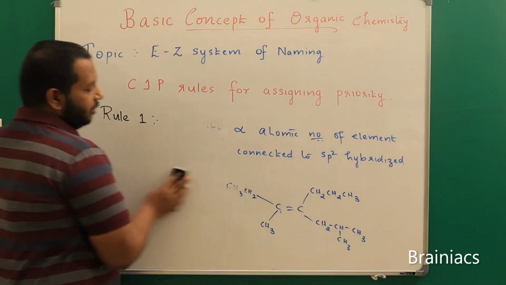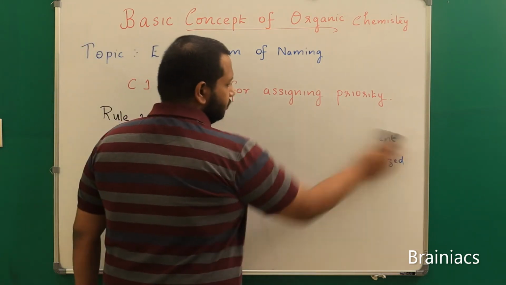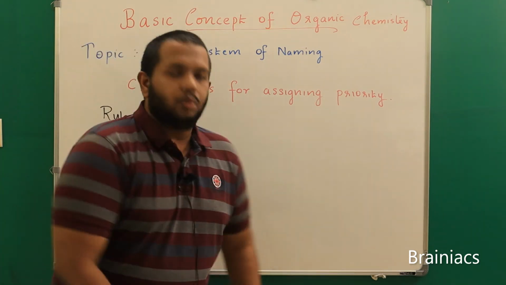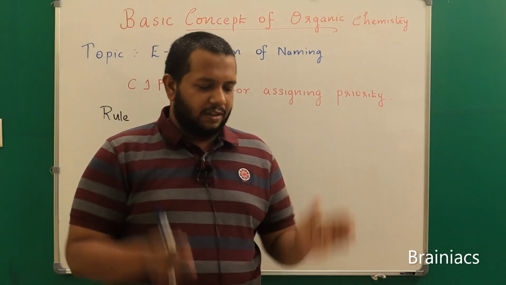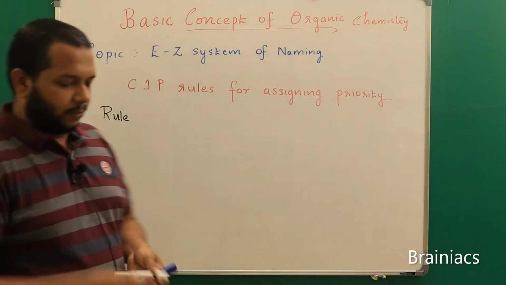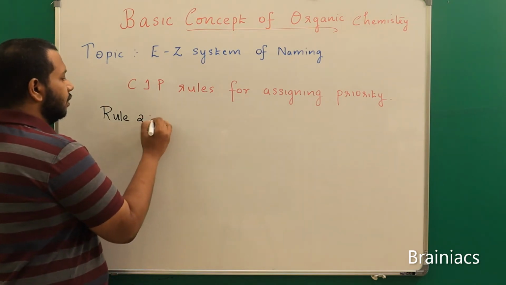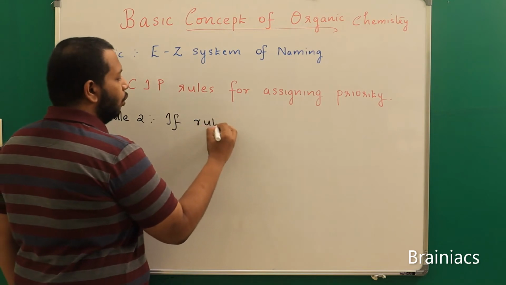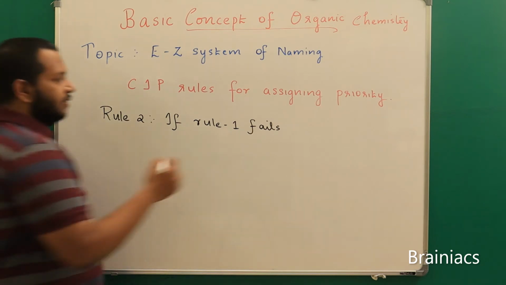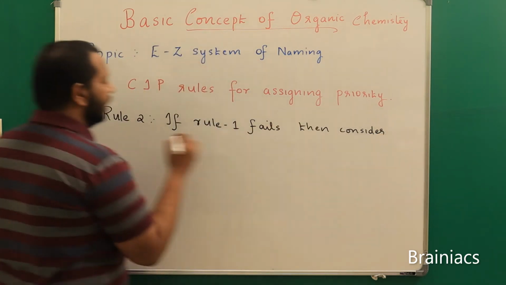I hope you might have noted this. Now we talk about rule 2. So what is rule 2? Rule 2 states that if rule 1 fails, then consider the next atom. I will explain this with another example. So I will write that rule 2: if rule 1 fails, then consider the next atom.